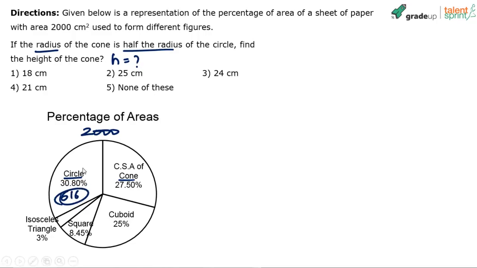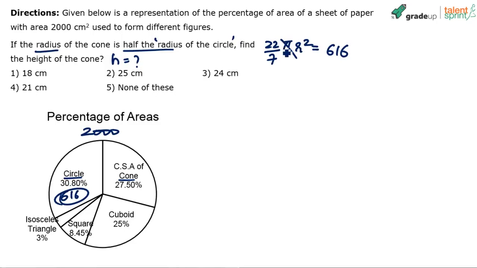So first step, I'll try and find out the radius of the circle. Once we get the radius of the circle, we can get the radius of the cone, because the radius of the cone is half the radius of the circle, right? So first step is to find out the radius of the circle. Try to do that. So I know that pi r squared is equal to 616, or pi can be taken as 22 by 7. 22 by 7 into r square is 616. Now simplify this to get the radius of the circle.